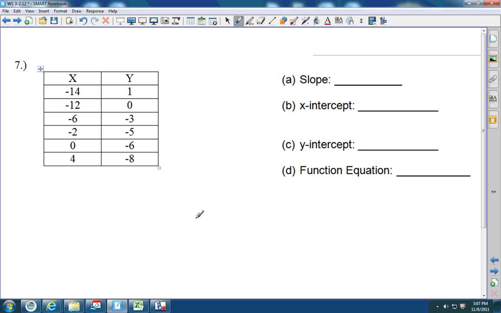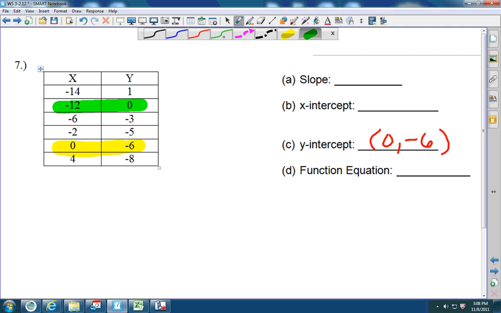Here's the next one. All right, find the slope, x-intercept, y-intercept. Okay, well, first off, some of the easiest things to do right here. Let's find the y-intercept. There it is. The y-intercept is 0 and a number. So my y-intercept is 0, negative 6. Now my x-intercept is where the y number is 0. There it is. So I have negative 12, 0.